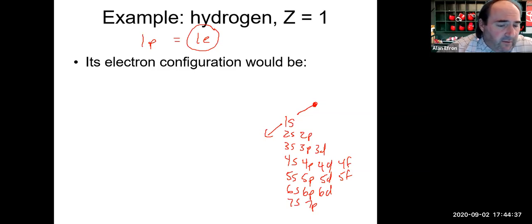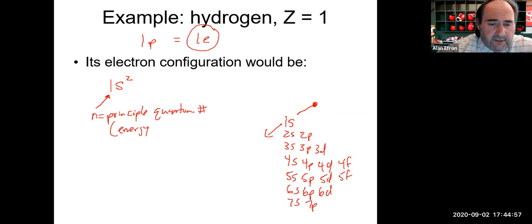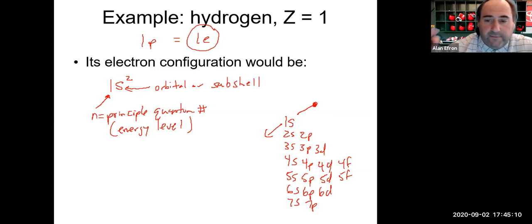So the electron configuration for hydrogen would be 1s2. And what this means is this first number is the principal quantum number, which is a fancy word for energy level. It's really just the energy level. The s tells us what orbital or subshell it's in. If you remember, we talked about these as being like rooms in a hotel, where electrons could be.